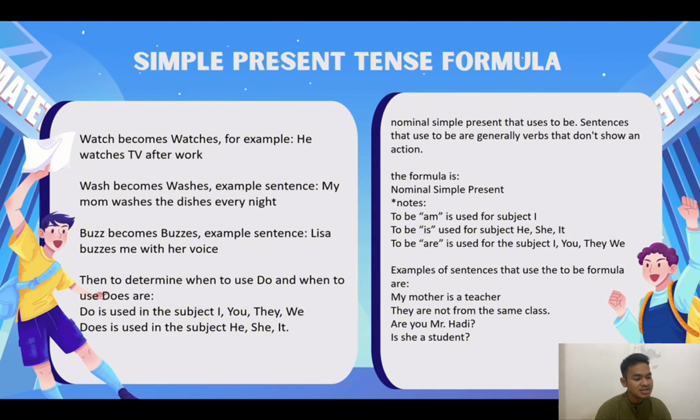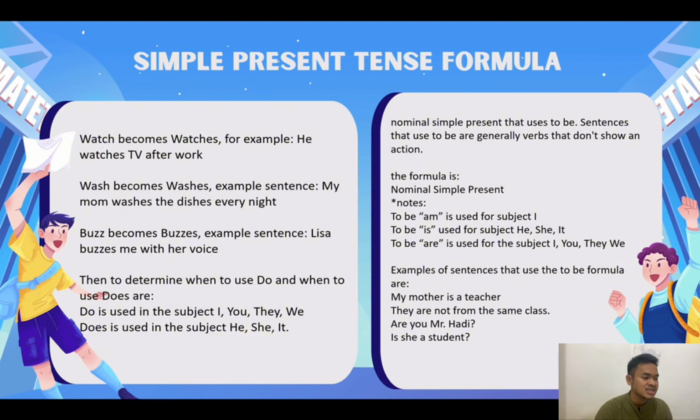Then, to determine when to use do and when to use does: do is used with the subjects I, you, they, we. And does is used with the subjects he, she, it.